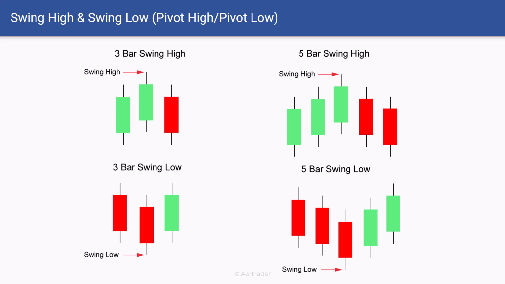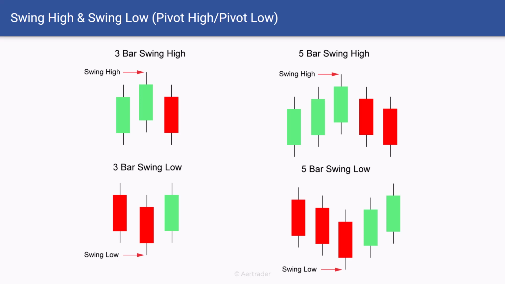A swing high is a price point where a high is preceded and followed by lower highs. In other words, it is the highest price point in a specific trend or time frame, and it is followed by a decline in prices. A swing low, on the other hand, is a price point where a low is preceded and followed by higher lows. In other words, it is the lowest price point in a specific trend or time frame, and it is followed by an increase in prices.